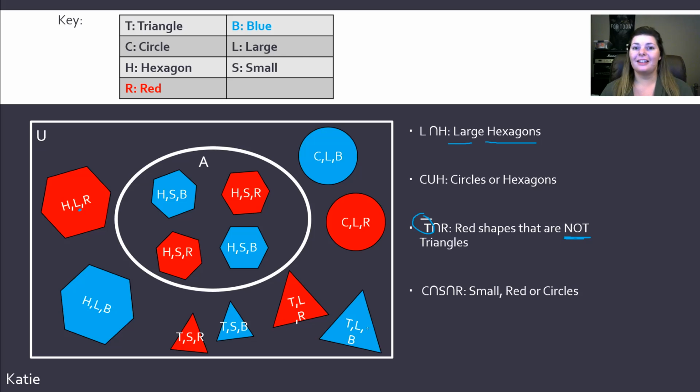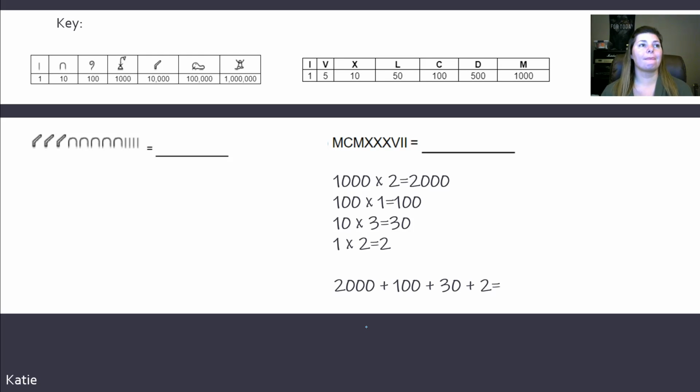Okay, so moving to the next one. These are kind of fun. We are going to take these symbols and assign a value to them. You know how we have Roman numerals? These are actually Egyptian numbers. So what we're going to do is look at the symbol and use the key to assign a value to each symbol.